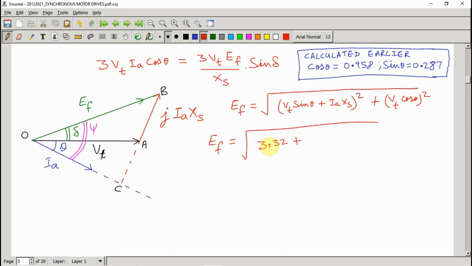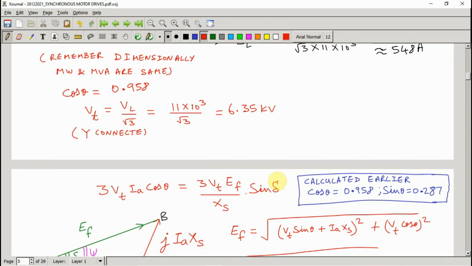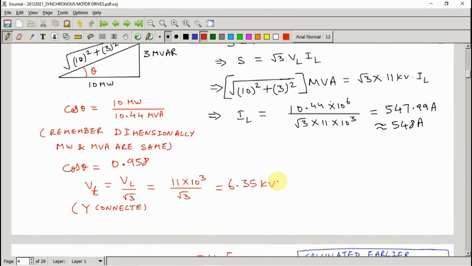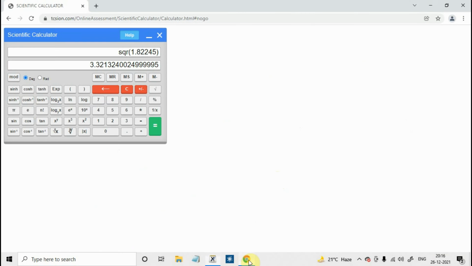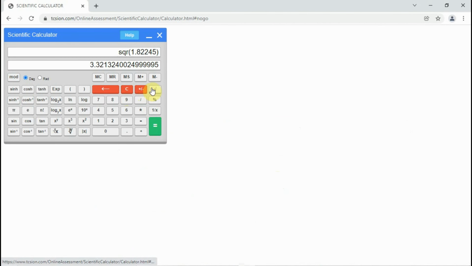But I have done a silly mistake. You should notice it, so let me correct myself. I should not square Vt sine theta alone. I have to square Vt sine theta plus Ia Xs. Ia I have already calculated to be 548 and Xs is given as 5 ohm, so 548 into 5. It won't be a square, so I am taking back the square root.